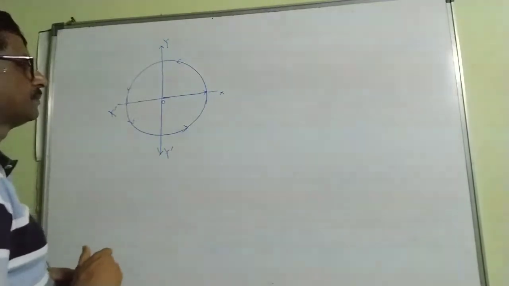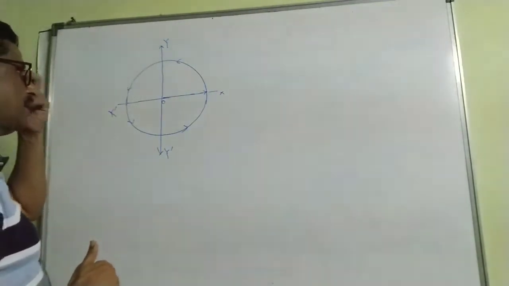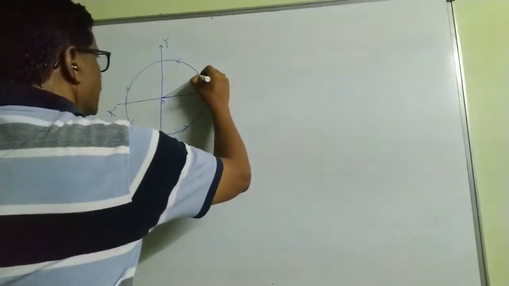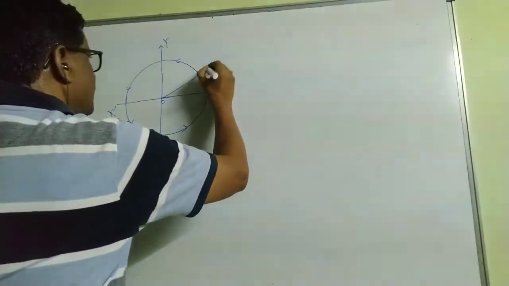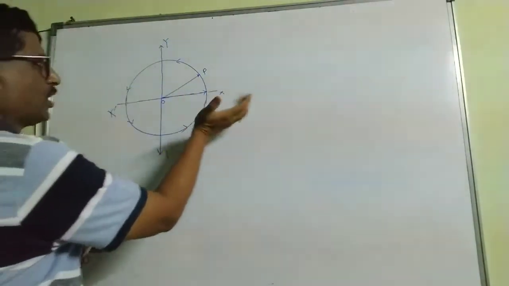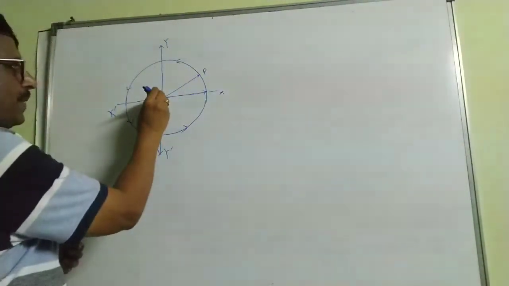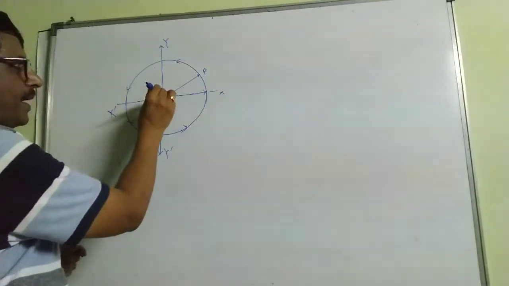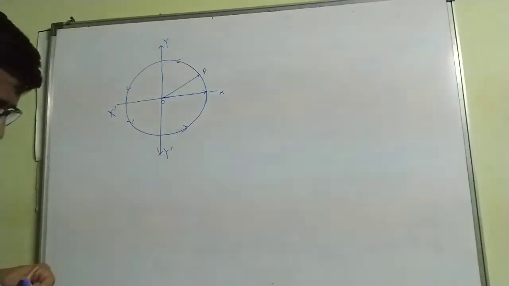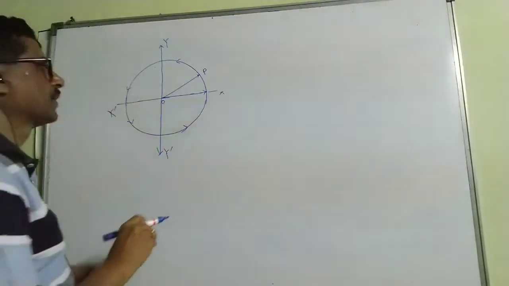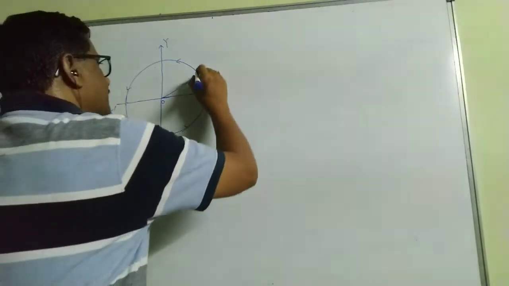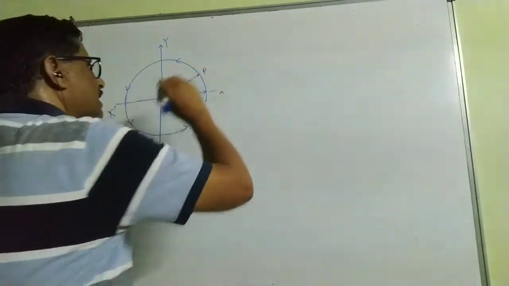Here, when the particle is at some point P, its position is represented by vector OP. Angular velocity is perpendicular to the plane of the board and directed outward. But what about linear velocity? The linear velocity is along the tangent drawn to the circle at P.